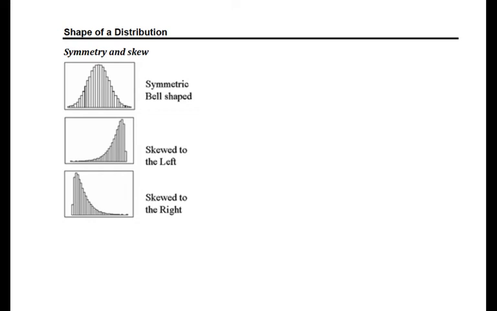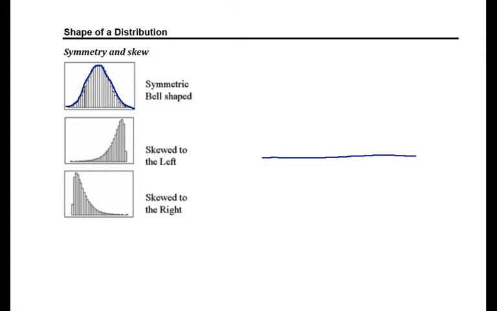We'll establish a little bit of the language that we use when talking about the shape of a distribution for a quantitative variable. So symmetry and skew is a big part of this. And we have a nice symmetric bell-shaped curve here first. And then we can talk about it being skewed if it has a tail extended to the left or right.